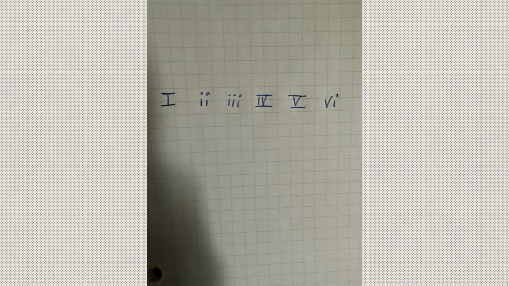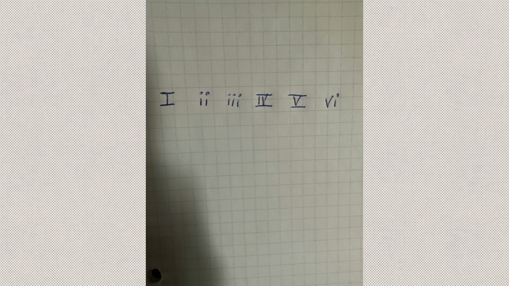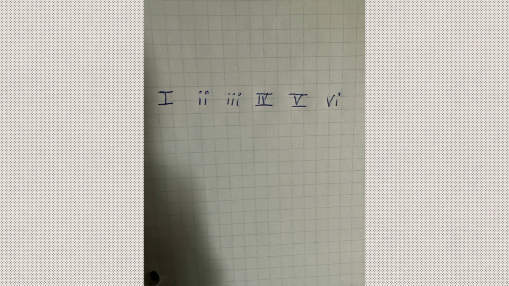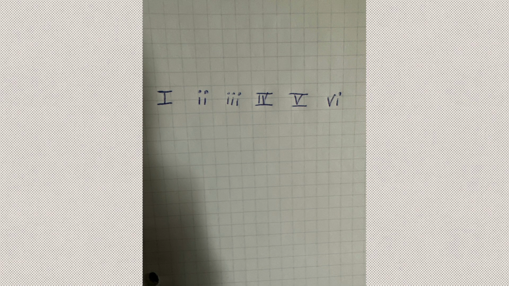So if we look at this chord progression, we have, in order, in the key of C, our C major chord, D minor, E minor, F major, G major, and A minor. So that's just in the key of C, our 1 chord, 2 chord, 3 chord, 4 chord, 5 chord, 6 chord.